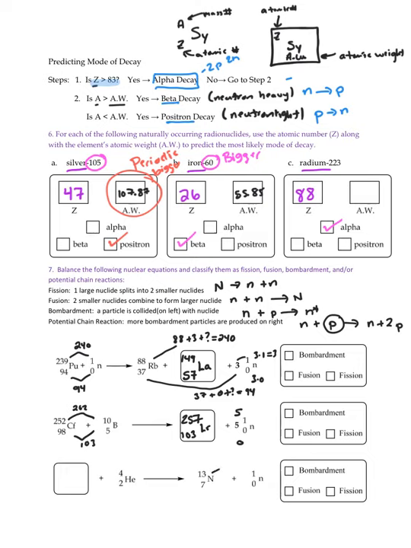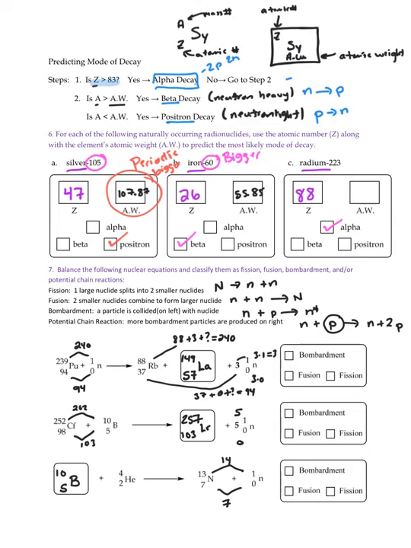For the third example, 13 plus 1 is 14. 7 plus 0 is 7. I already have 4 on this side in the top, so I need 10 more to get to 14. I already have 2 on this side, so I need 5 more to get to 7. Element 5 is boron. So again, we're just balancing the top and the bottom numbers on the two sides of the arrow. The two sides of the arrow need to be balanced.